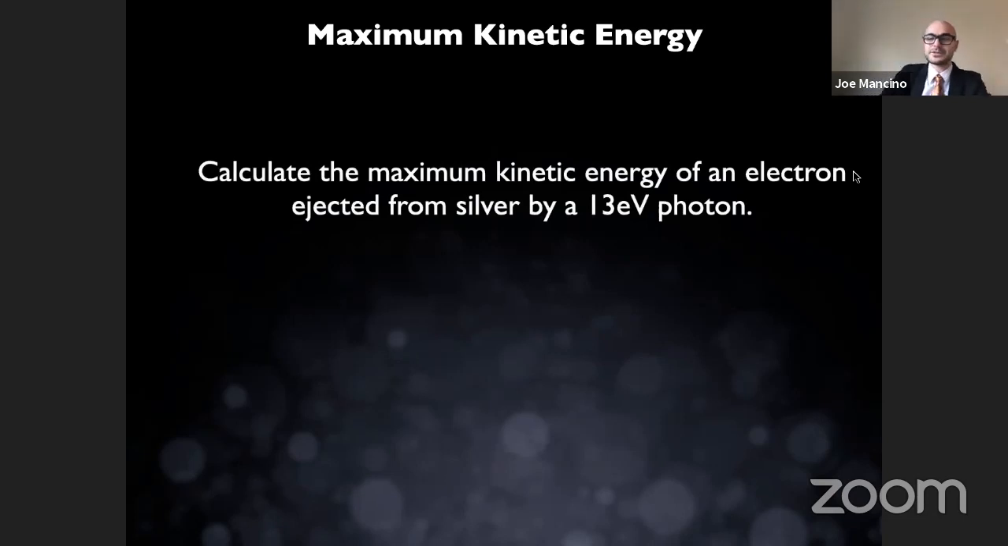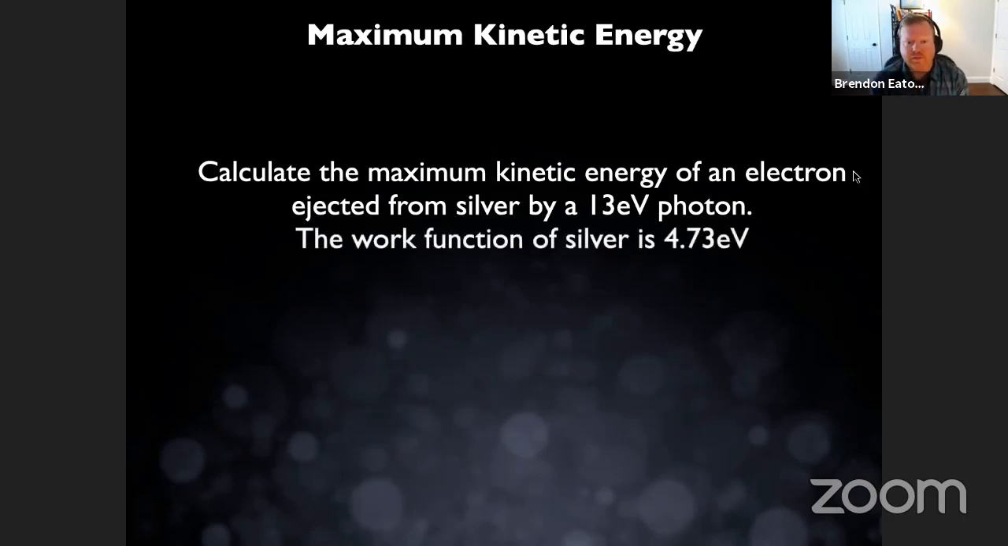Try this one with me, Mr. Eaton. So let's try it with knowing what the energy of the photon is instead of what the wavelength of the photon is. So if we have a photon that has 13 electron volts of energy, and the work function of that same piece of silver is 4.73 electron volts, let's see how that comes out.